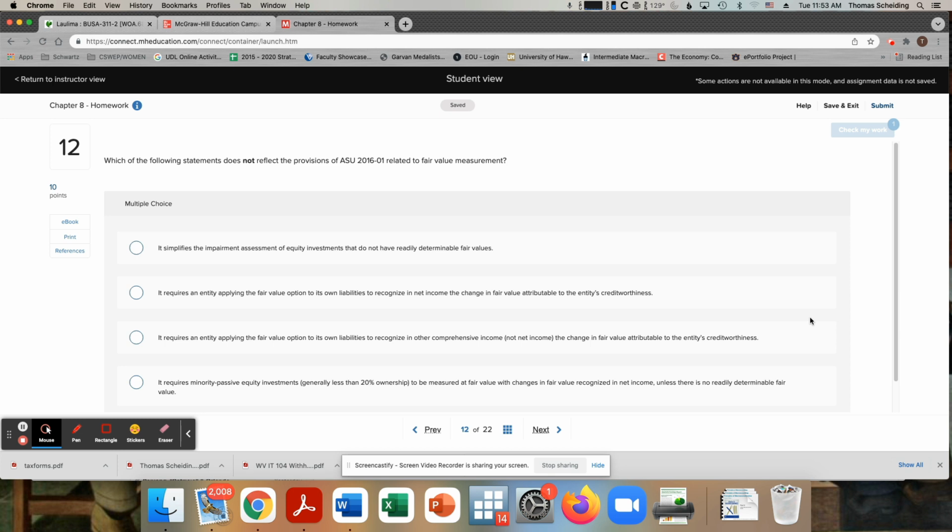Definitionally speaking, it says that we have to use the fair value option when we're looking at the liabilities. Because we're looking at the fair value of the liabilities, that allows us to see the fair value of the creditworthiness. So we know it can't be this, because that's the whole point of ASU 2016-01, that a fair value is applied.